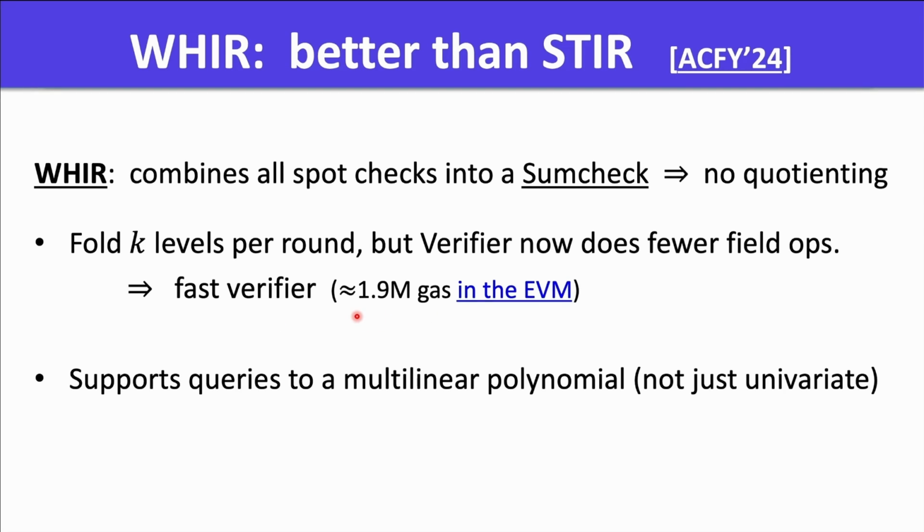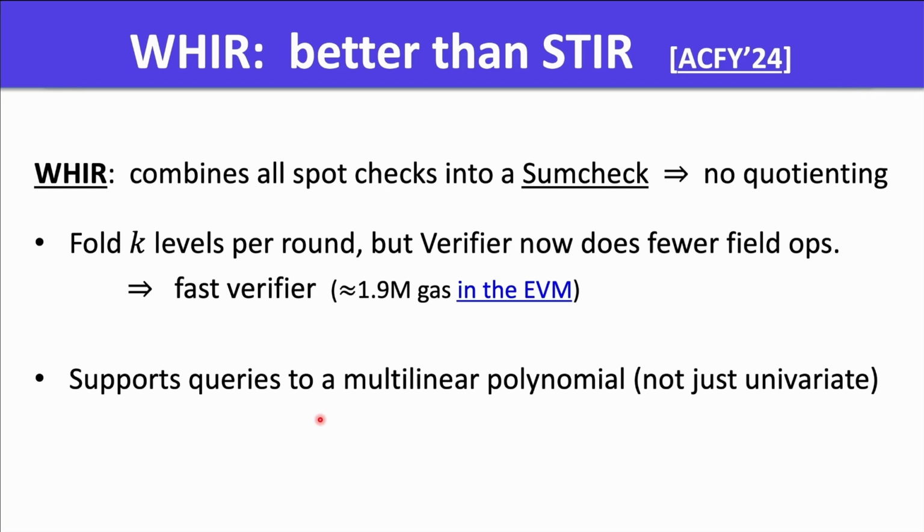On the EVM, it costs about 1.9 million gas to verify a WHIR proof. This is comparable to verifying a Groth16 proof. The difference, of course, is that this is post-quantum secure. So it's remarkable that these proofs actually now are sufficiently short and sufficiently fast to verify that the cost of pushing them on chain is comparable to the cost of pushing a Groth16 proof on chain. But of course, these proofs are post-quantum secure.